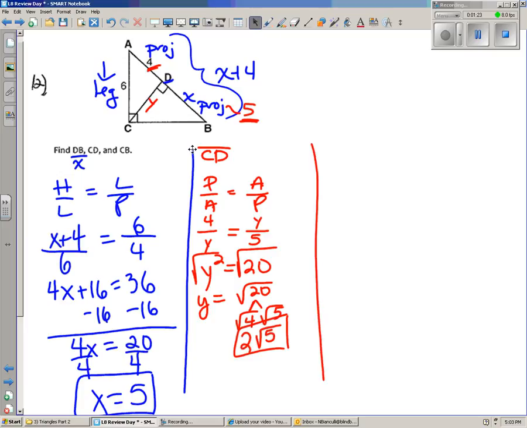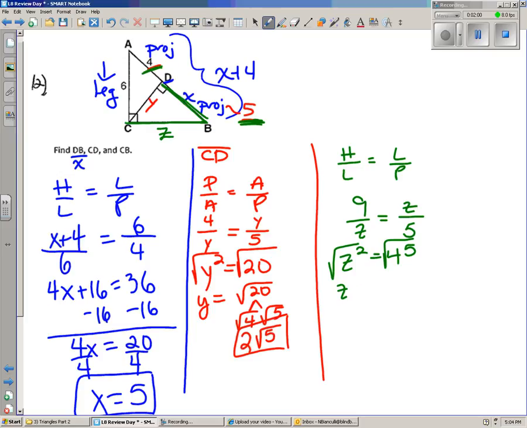Last but never least is CB. CB I shall call Z, and that is a leg, so I will use HELP. Important to remember, in HELP, you use the same leg twice. So the hypotenuse, now that we have the two projections, 5 and 4, we can just add those up together and get 9. 9 over Z equals same leg, Z over the projection attached to Z, which is the 5. Cross multiplying, we would get Z squared is 45.